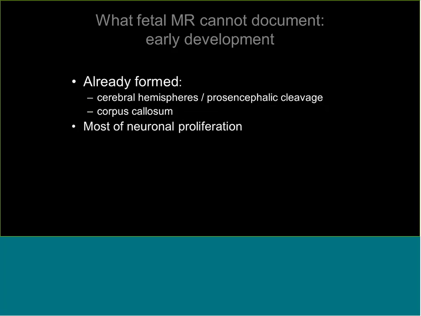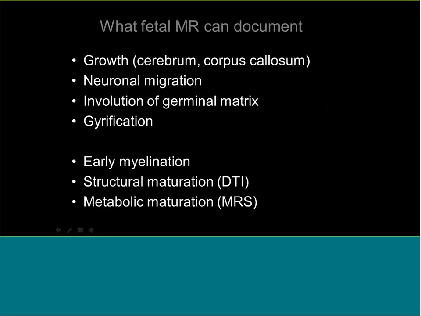So there are certain things that fetal MR cannot document because it's already happened by the time we can properly image a fetus, and that is the formation of the cerebral hemispheres and the cleavage between the two hemispheres. The formation of corpus callosum also is complete by the time we can image, and a lot of the neuronal proliferation has already happened. But what fetal MR can document is certainly the growth of the cerebrum, the cerebellum, of course, but we're not going to talk about that today, and the corpus callosum.